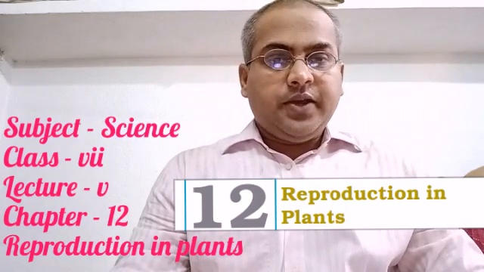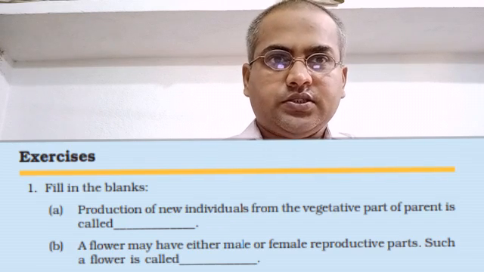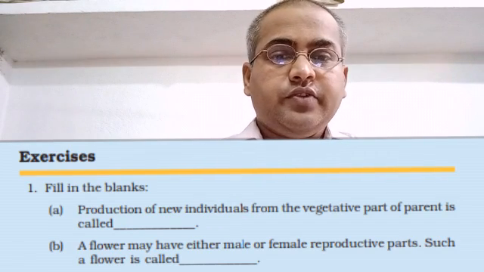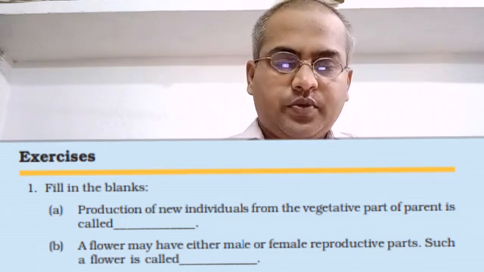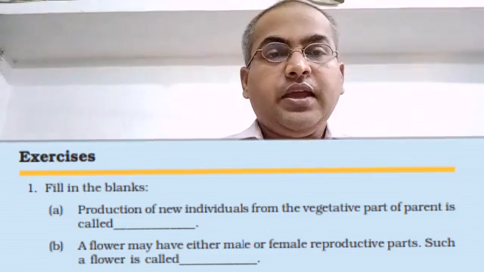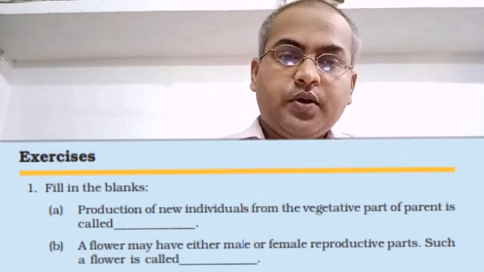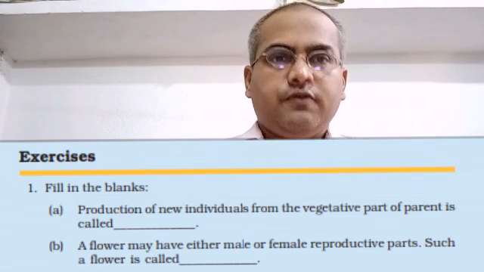Question A. Production of new individuals from the vegetative part of parent is called vegetative reproduction. Now question B. A flower may have either male or female reproductive parts. Such a flower is called a unisexual flower.